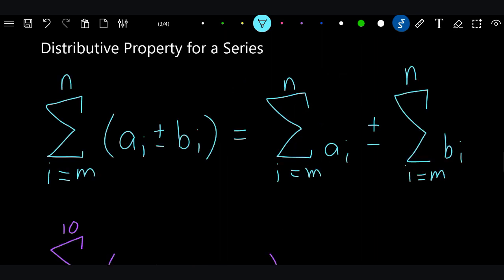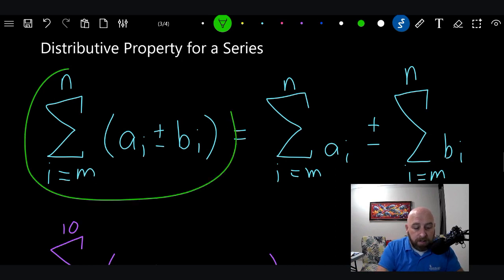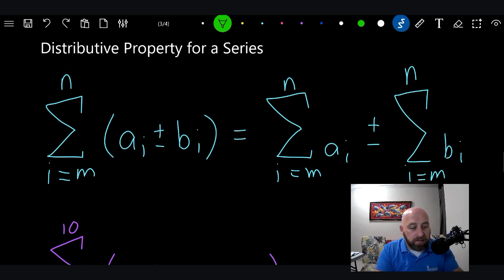All right, look down there at the next section on page 459. This is the distributive property for a series. So how are we going to distribute in a series? All right, so here's what it looks like right here in the green circle. This is kind of like our main sigma notation. There is our upper bound. There's our lower bound. This is our I, which is our index.